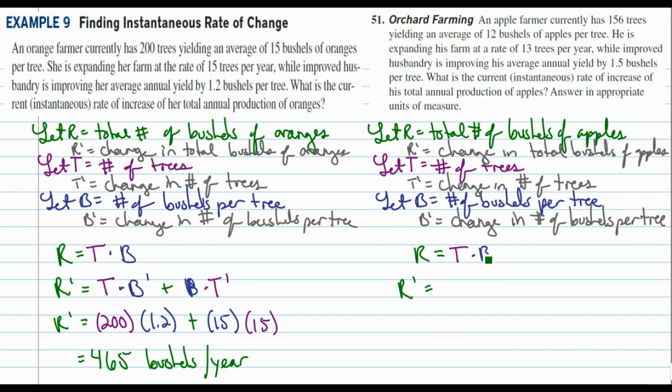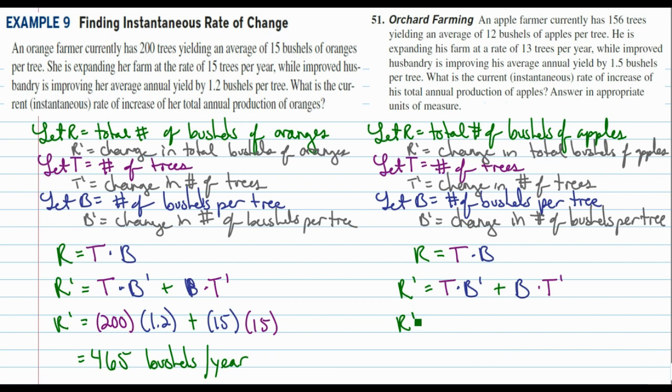Now we have to use the product rule because the number of trees is changing according to time, and the number of bushels per tree that each tree is producing is changing over time. So we're going to have T times B prime plus B times T prime. Now I fill in some numbers.